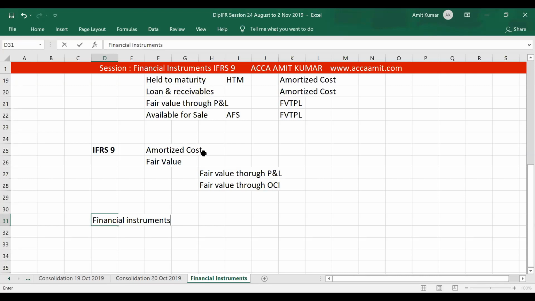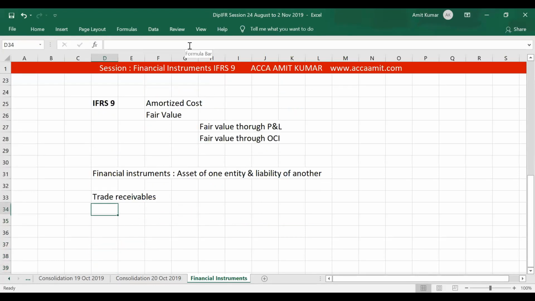So a financial instrument is an asset of one entity and a liability of another. Can you give examples of a financial instrument? Trade receivables, bonds, loans and advances, debentures, equity investments.